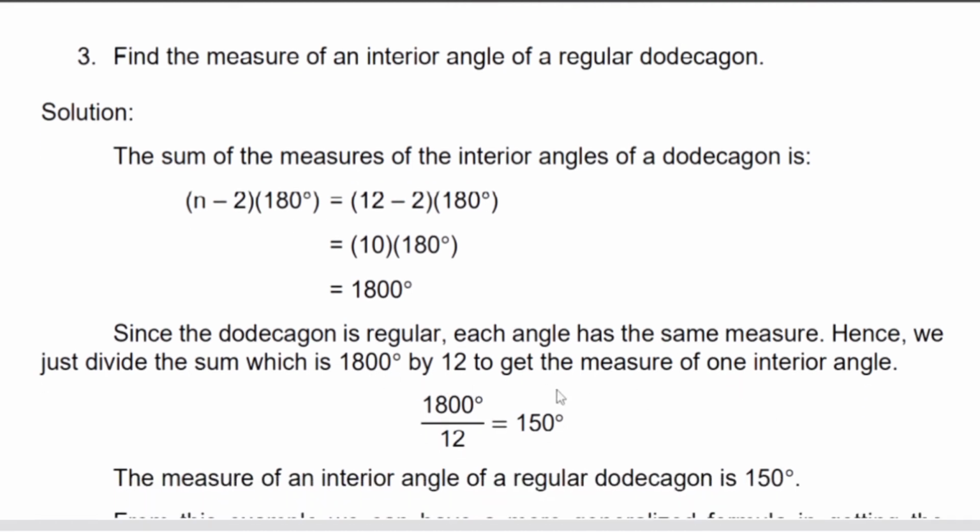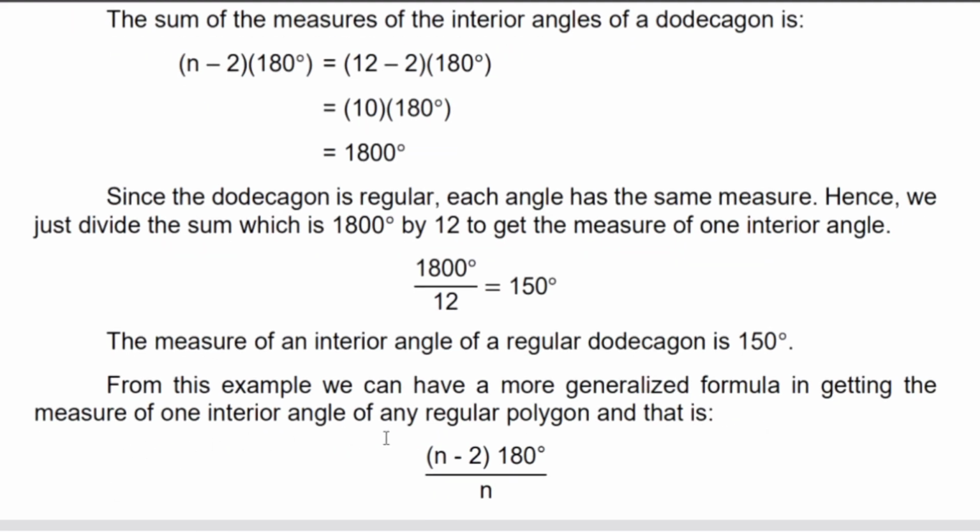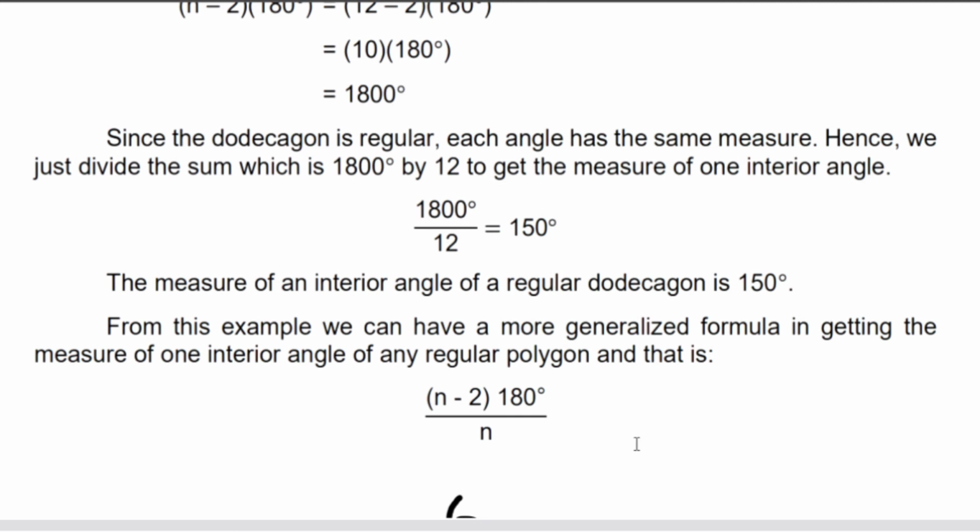1,800 degrees. Since the dodecagon is regular, each angle has the same measure. So we just divide the sum, which is 1,800, by 12 to get the measure of one interior angle. So 1,800 degrees divided by 12 is 150 degrees. So the measure of an interior angle of a regular dodecagon is 150 degrees. So from here, we can have a more generalized formula in getting the measure of one interior angle of any regular polygon, and that is n minus 2 times 180 degrees divided by n.